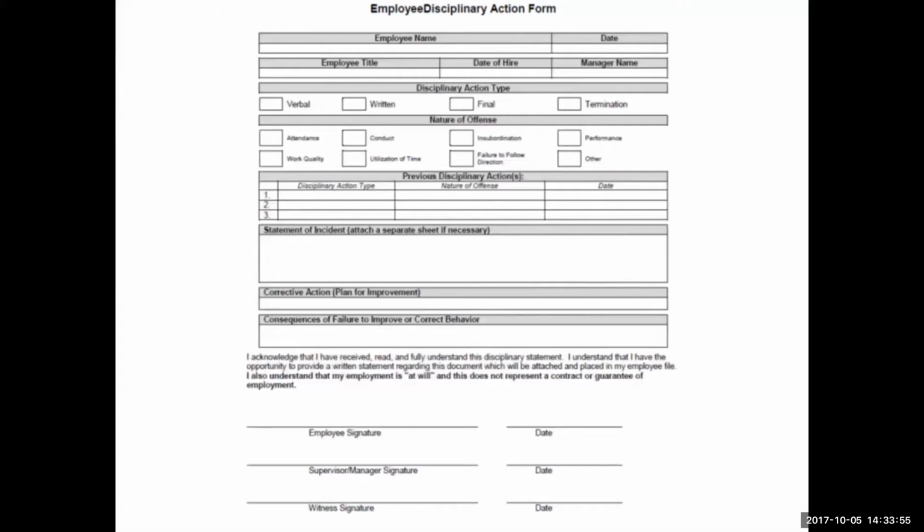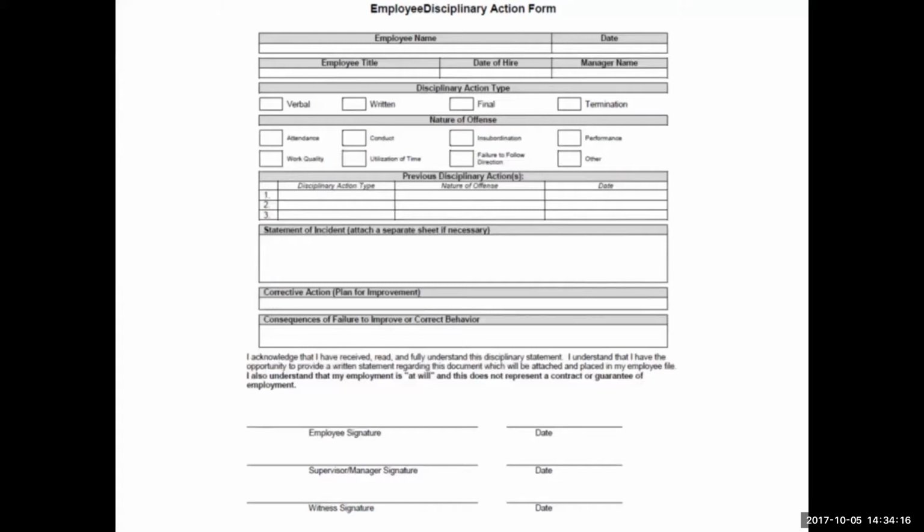What was the nature of the offense? Attendance? Was it a conduct issue? Was the person insubordinate? Is it a case of performance? Again, think about the words performance. Is it poor performance? The state many times will look at that as a reason that affords a person benefits.